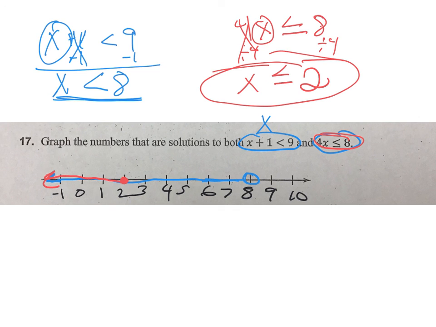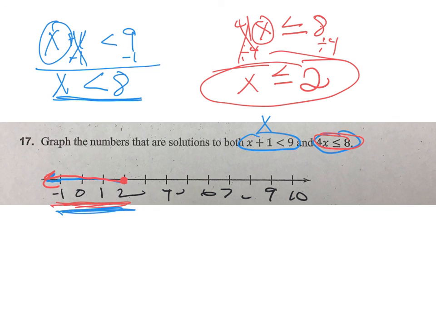So where is both of my lines? My graph would be, I'm going to erase the part that it's not. Right there. So what I'm saying with this graph is that everything on this line that's both blue and red, all of those numbers will work in both of the inequalities.